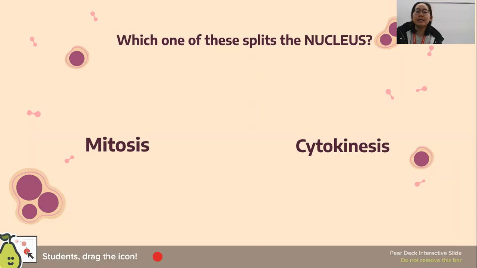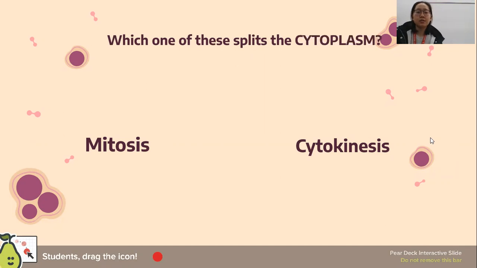Now go ahead and drag the icon, which is the red dot, to the appropriate part of the cell cycle that actually splits the nucleus for me. The answer here is going to be the one that, we're going to put the one on the actual part of the cell cycle that splits the cytoplasm on this side. I'll go over the other ones now.